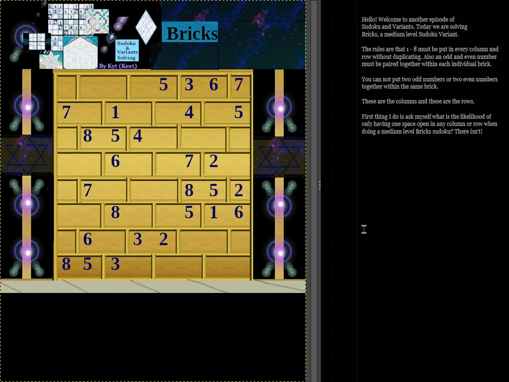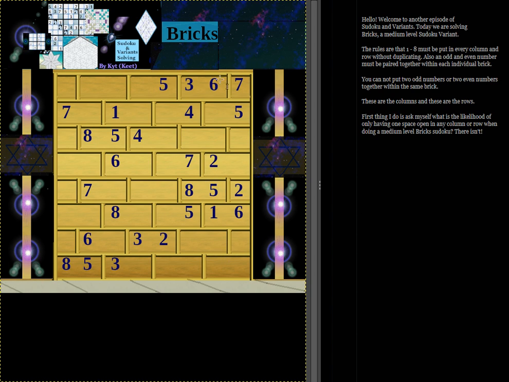Today we're solving bricks, a medium level Sudoku variant. The rules are that 1 through 8 must be put in every column and row without duplicating. Also, an odd and even number must be paired together within each individual brick. You cannot put two odd numbers or two even numbers together within the same brick.